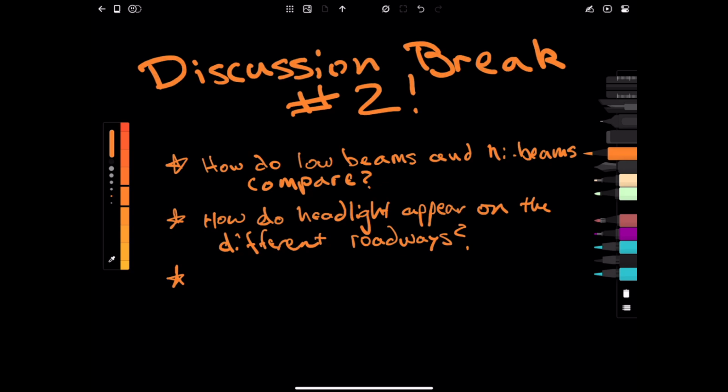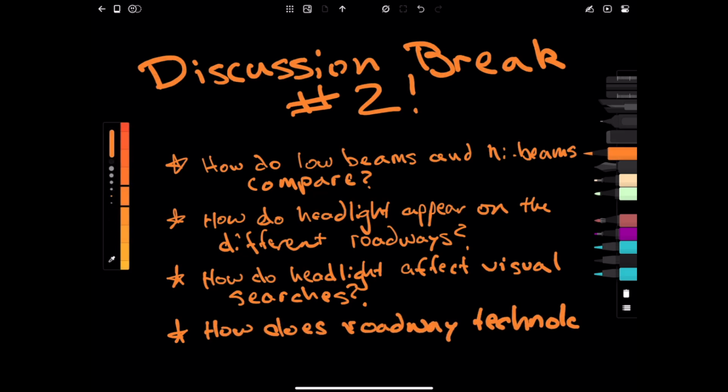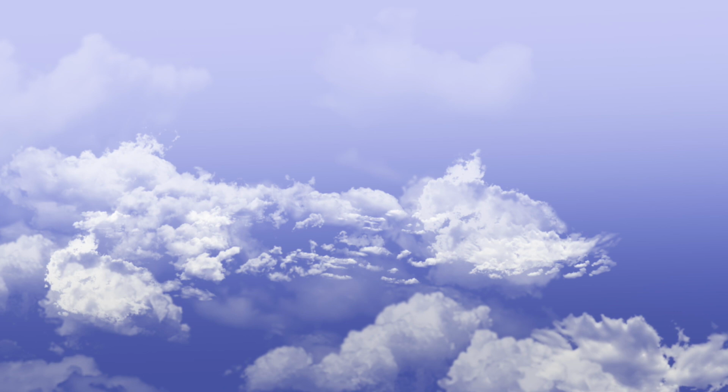First one, how do low beams and high beams compare? Then you're going to discuss how do headlights appear on the different roadways, and then how do headlights affect visual searches. And finally, we're going to reflect on the very last part of that last section. How does roadway technology help with night driving?